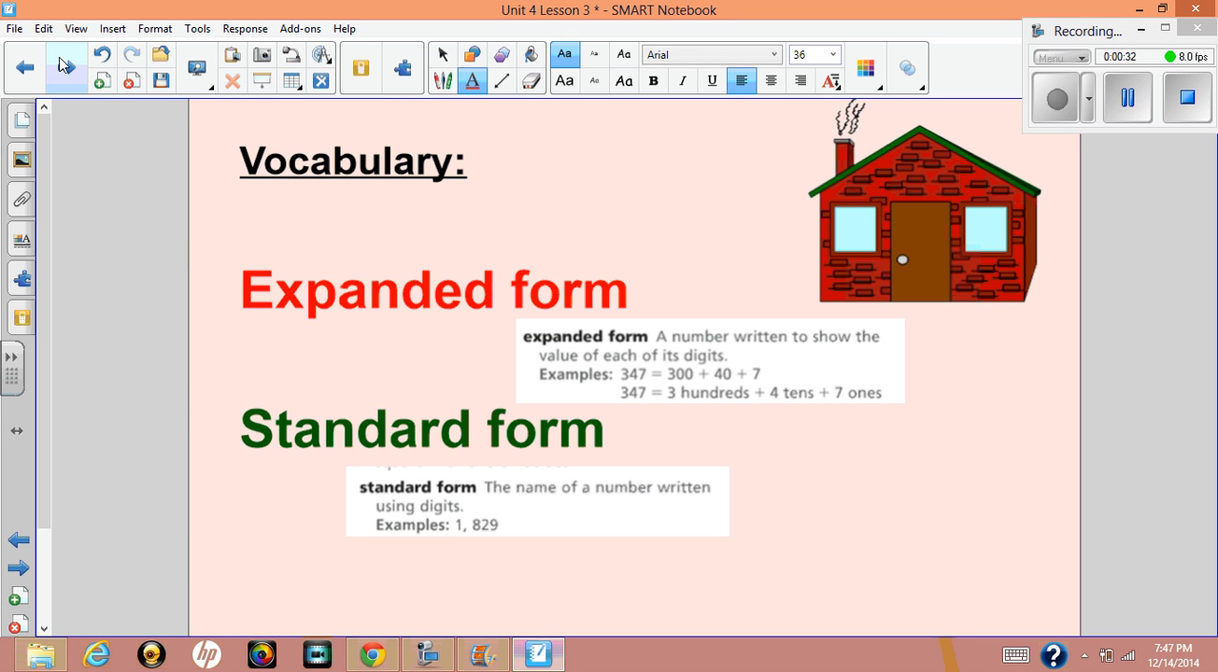Expanded form is a number written to show the value of each of its digits. For example, 347 is expanded to be 300 plus 40 plus 7, identifying 347 in expanded form. Standard form is the name of a number written using digits. Now this is the form that we are most familiar with when we are doing any kind of equation. We generally use standard form.